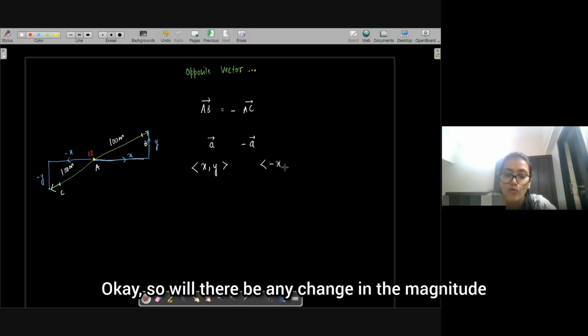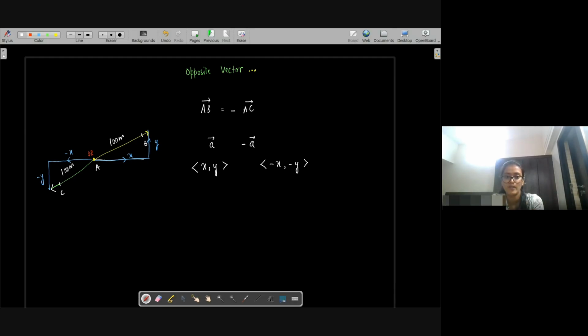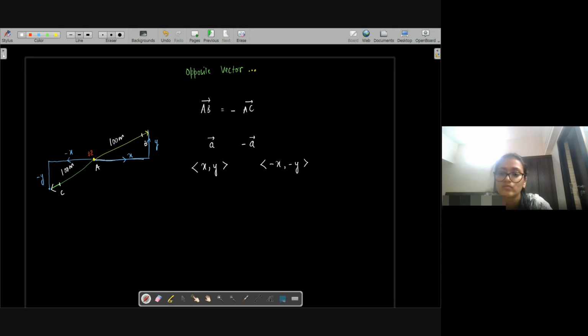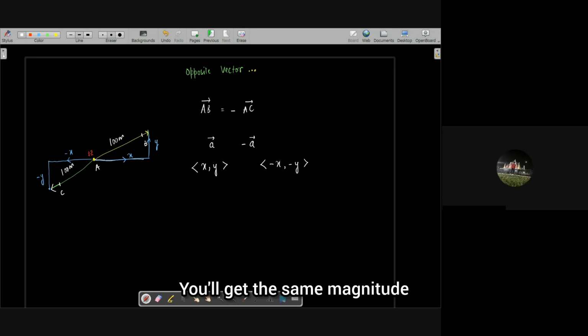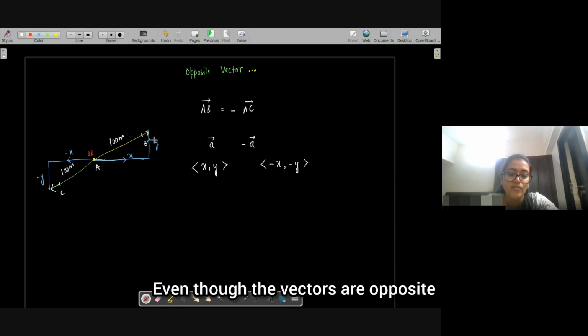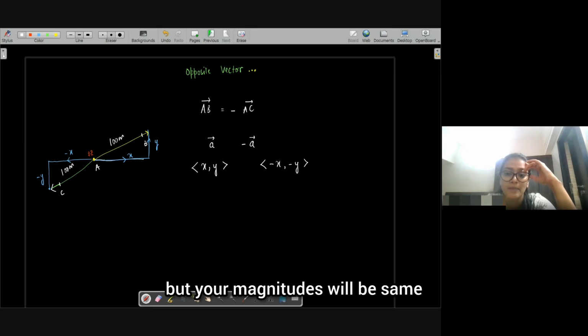So will there be any change in the magnitude? If you find out the magnitude of your vector and your friend's vector, will you get different magnitudes? No. You'll get the same magnitude. Exactly. So that's an important observation. Even though the vectors are opposite, your magnitudes will be the same.